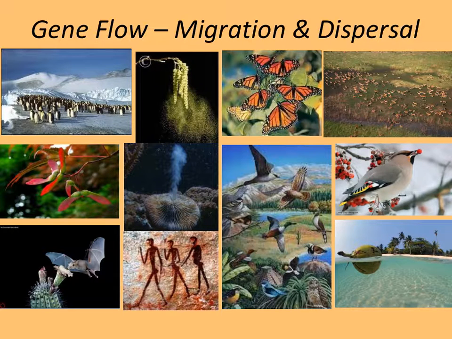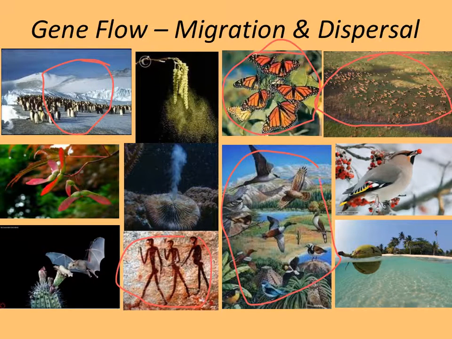Here are some examples of individuals. These are penguins moving from one place to another. Monarch butterflies migrating long distances from North America to Mexico. Probably wildebeests on the Serengeti. Human migration. And a bunch of different birds perhaps migrating.